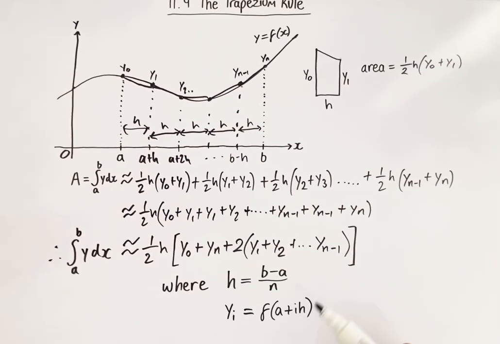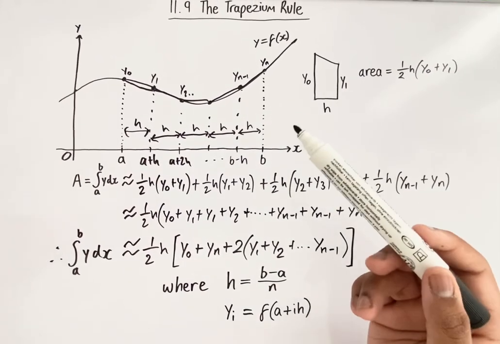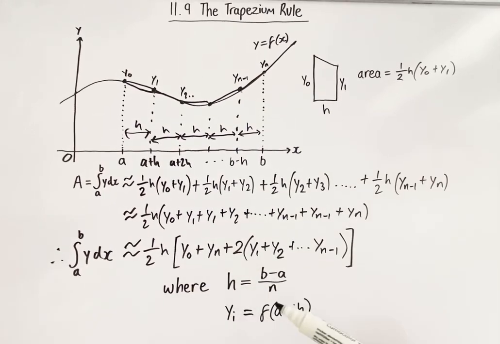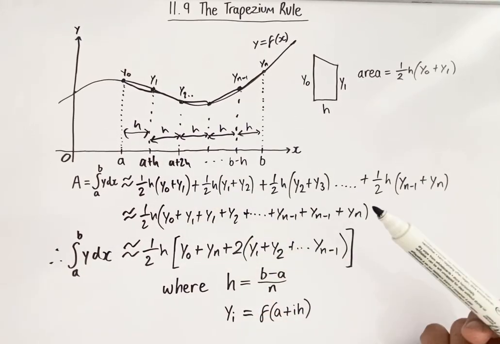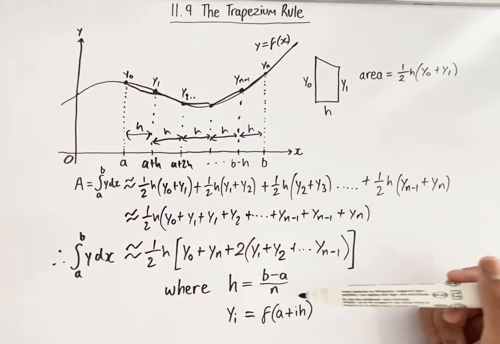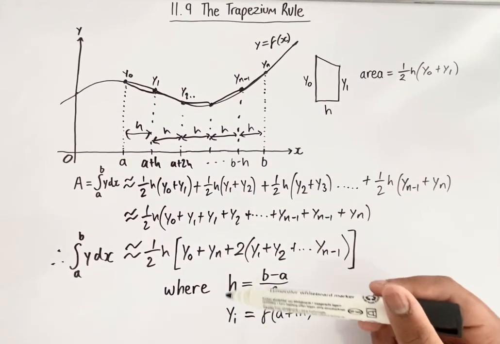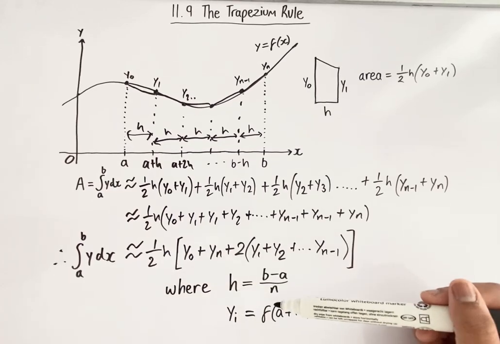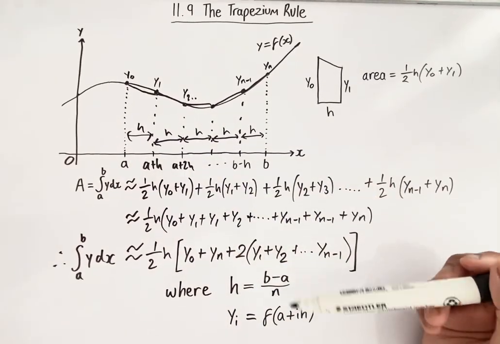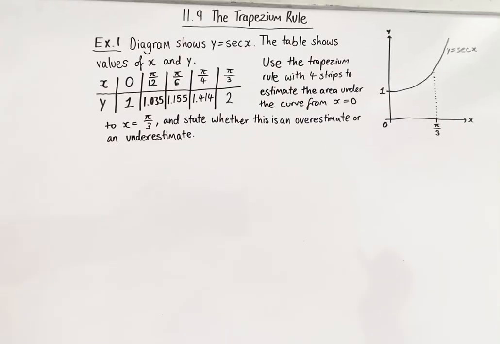The formula allows you to approximate the area under the curve and is given inside of the formula booklet, where h is the width of each strip calculated by the end value b minus the start value a over the number of equal strips, and yi is equal to f of the first x value a plus i lots of h. Let's do one example.